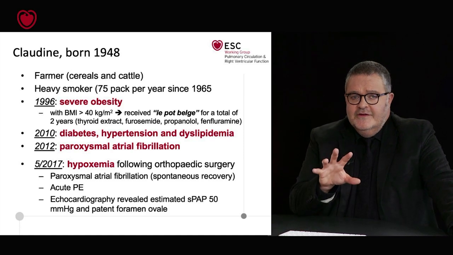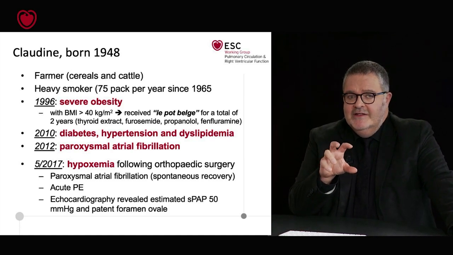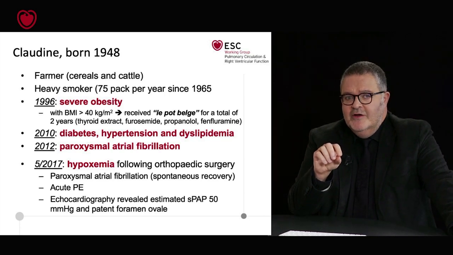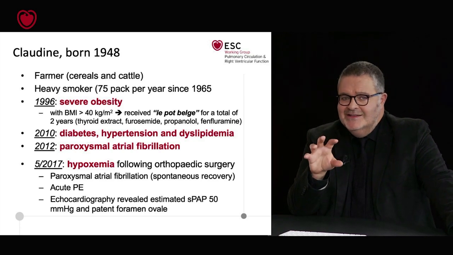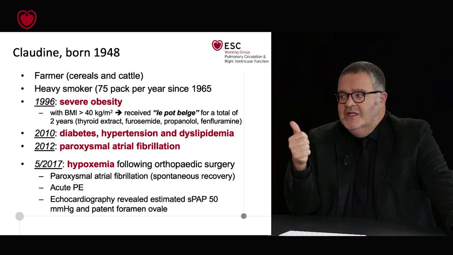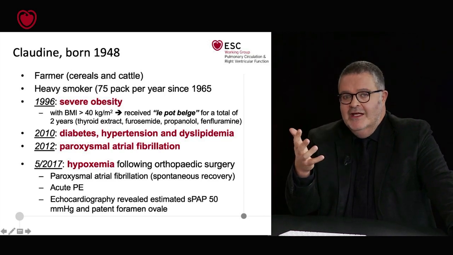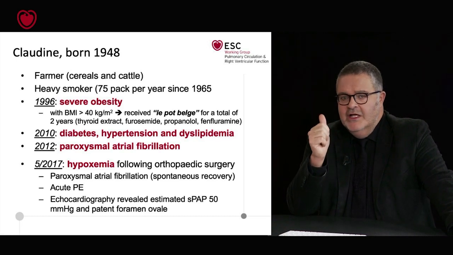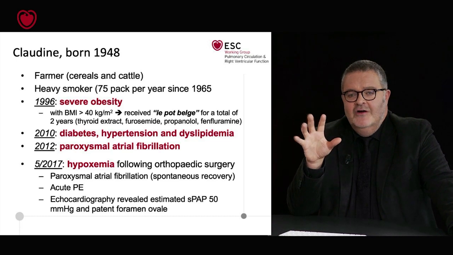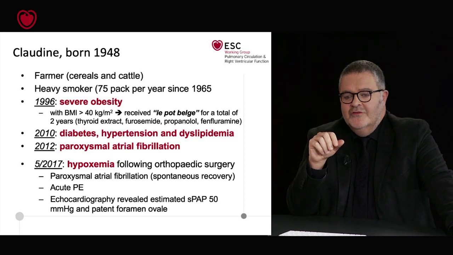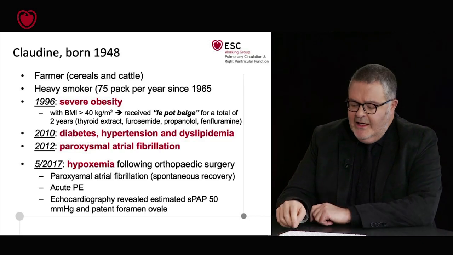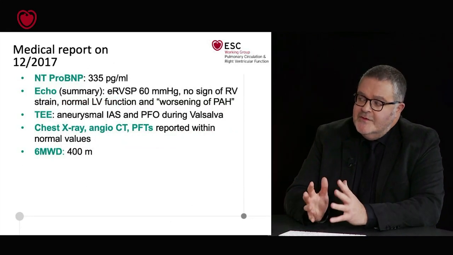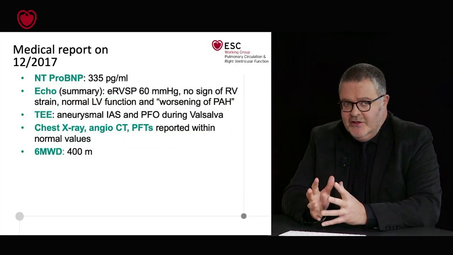Then the story starts to be a little bit more tricky. In May 2017, during orthopedic surgery, she had a hip replacement. She suddenly had, in perioperative period, hypoxemia, and at the same time she was diagnosed with acute PE, paroxysmal atrial fibrillation, again spontaneous recovery, and echocardiography that was done at that time revealed two things. One, elevated PA pressure or suspicion of elevated PA pressure, 50 millimeters of mercury of systolic, and a patent foramen ovale at transesophageal echocardiography.